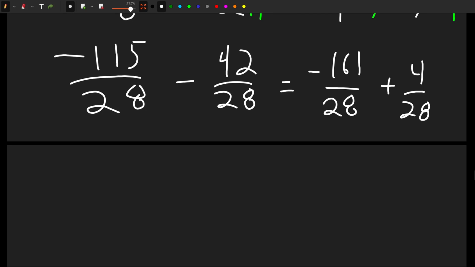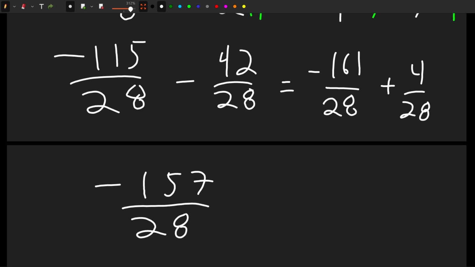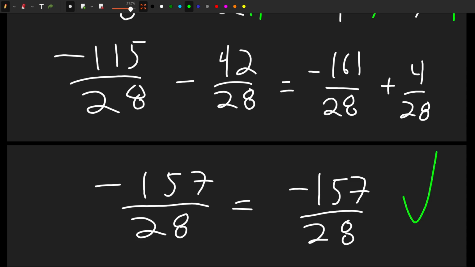Okay, combining the numerators together, negative 115 minus 42 gets me negative 157 over 28 on the left-hand side, and on the right-hand side, I also get negative 157 over 28. And so that means my answer was negative 23 over 4. And that concludes this video.